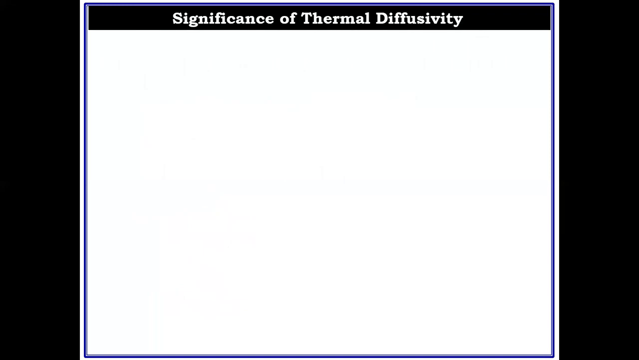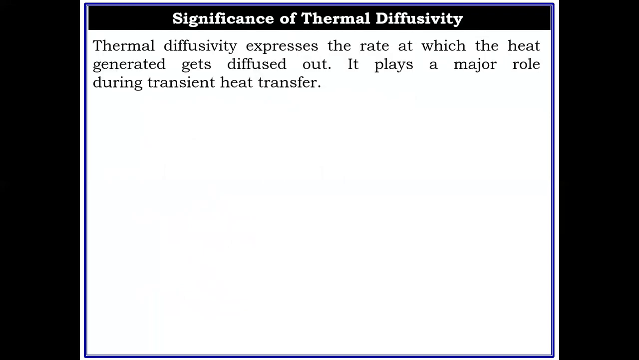Now what is the significance of thermal diffusivity? Thermal diffusivity expresses the rate at which the heat generated gets diffused out. It plays a major role during transient heat conduction. So remember, thermal conductivity plays a major role in steady state conduction, and thermal diffusivity plays an important role in transient heat conduction or heat transfer.